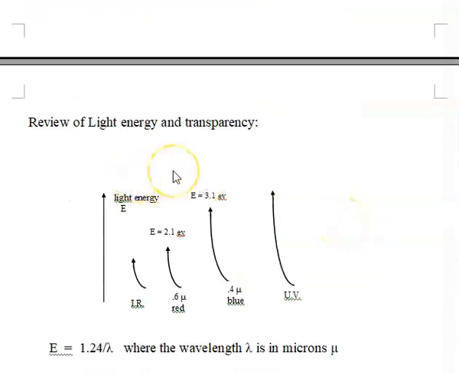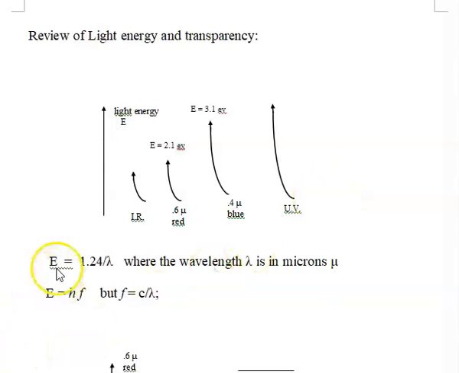Review of light energy and transparency. Light, also known as photons, possesses energy, even though it does not have mass. If it didn't have energy, then there would be no solar cells and there would be no lasers. The energy of a photon depends on the frequency, and the frequency is inversely proportional to the wavelength.